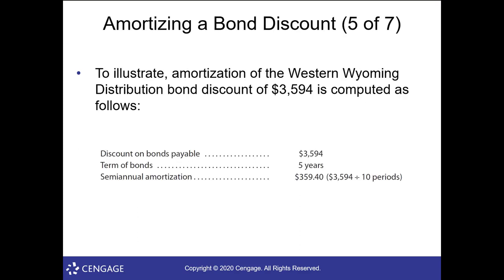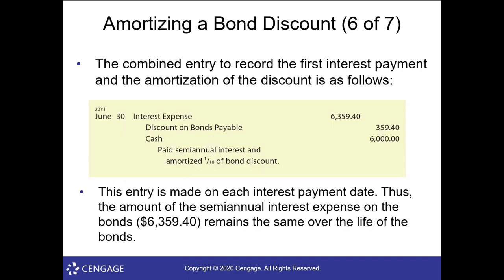So if we were going to do a straight line amortization, then the amortization is going to be $359.40 every 6 months for the 10 periods. So we're still going to pay $6,000 in cash interest. We're going to amortize an additional $359.40 under the straight line method, and the total interest expense therefore is going to be $6,359.40.